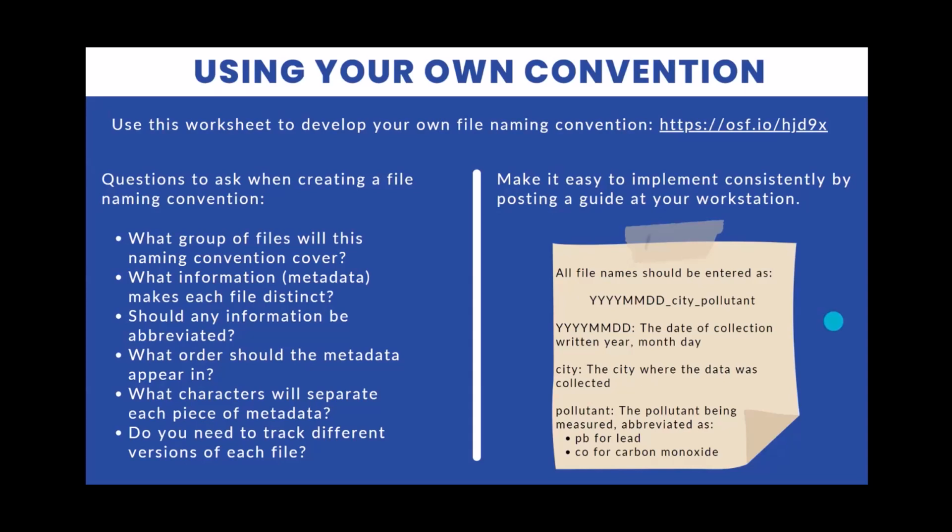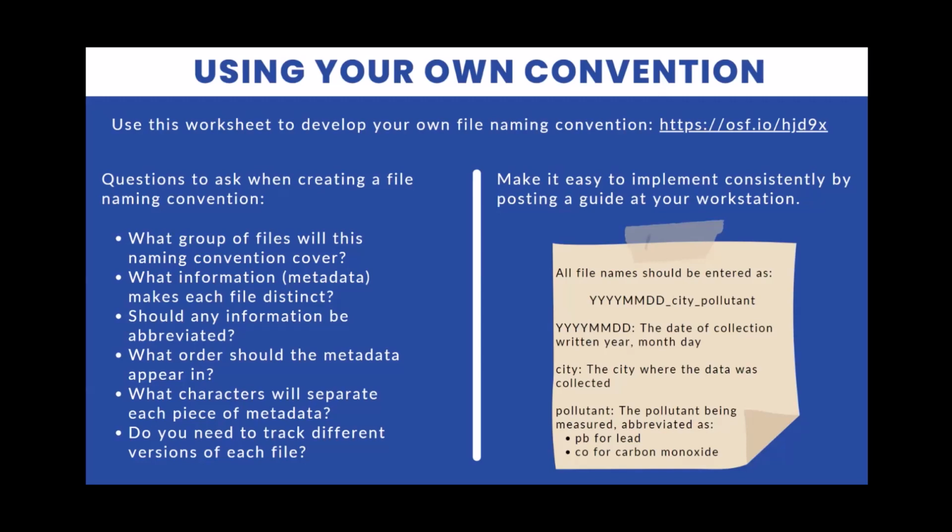And then make sure you're consistent with what characters separate each piece of information. Will that be an underscore? Will you use camel case or capitalization to separate them? Again, the importance there is consistency. And then finally, ask yourself if you need to track different versions of each file. If so, it's useful to include a version indicator in each of the files as well. That's a less ambiguous way of indicating where you are in the process than titling something final. And it also makes it easier for you to sort different versions so that if you need to go back to a previous checkpoint, you can easily.